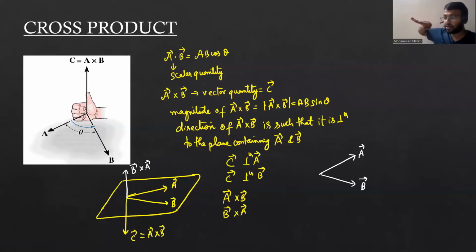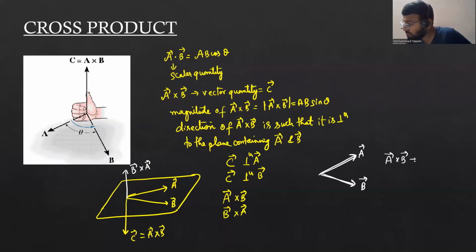If I want to find A cross B, I'll point the four fingers in the direction of A and then curl towards B. B is down, correct? As you can see in this diagram, A is at the top and B is at the bottom. So A, and then rotate it down. A cross B is inward.